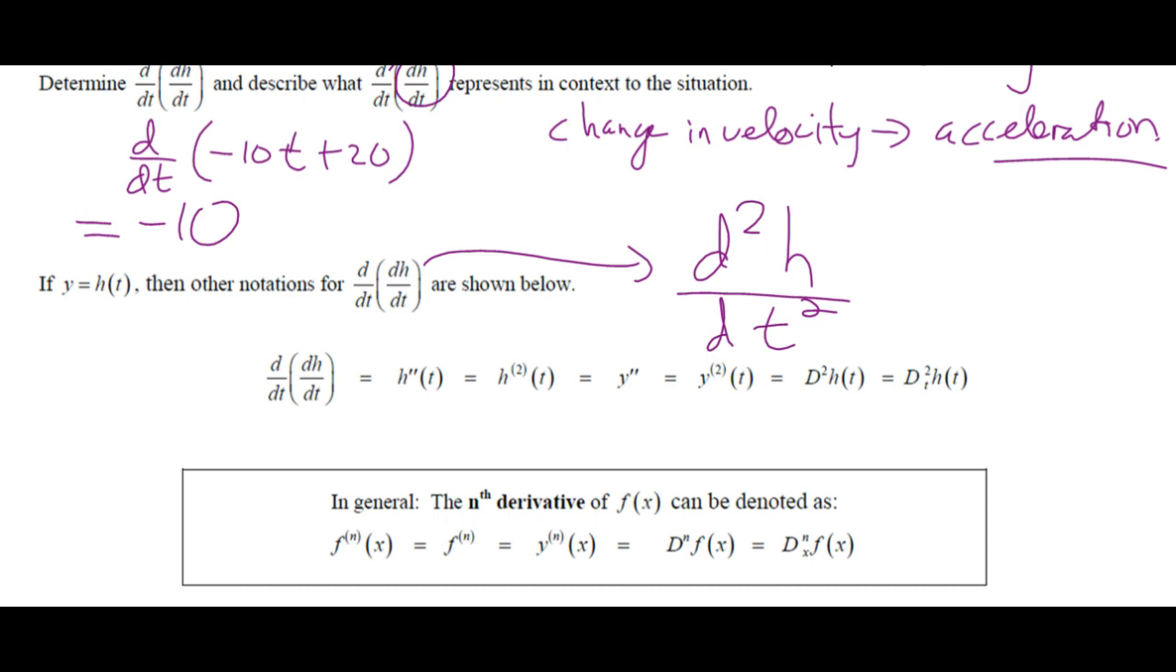Anyways, the nth derivative of f(x) can be expressed as f with a little n up there, or y with a little n up there, or d to the n. We tend to show the second derivative as y double prime, the third derivative as y triple prime. When you start getting into fourth and higher, it's like, I don't want to write four primes, it's not easy to count. So generally we go up to about three primes and then we flip over to numbers: four, five, six.